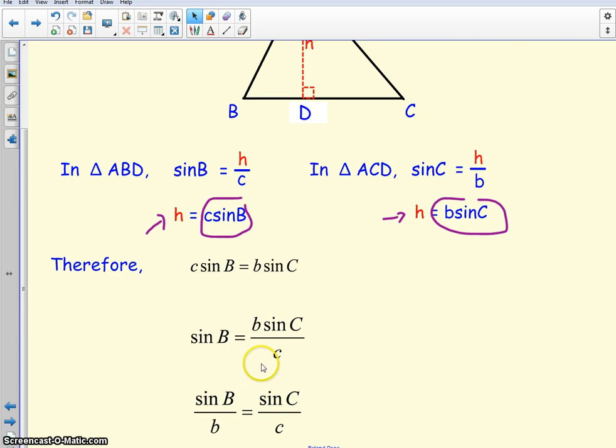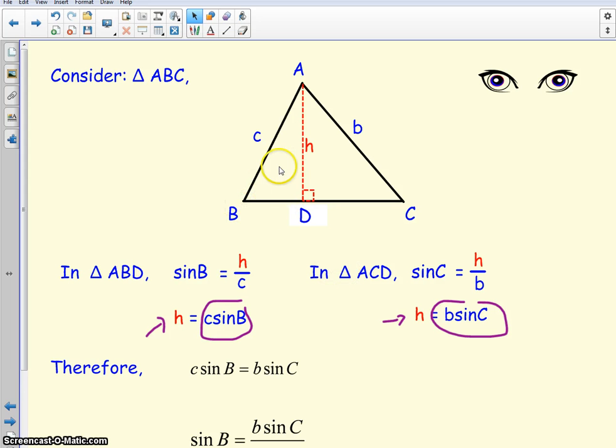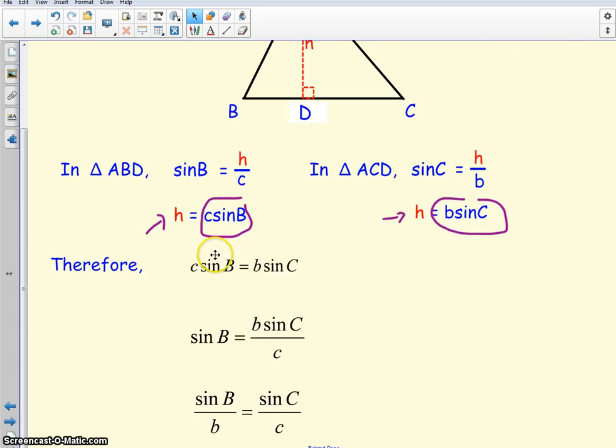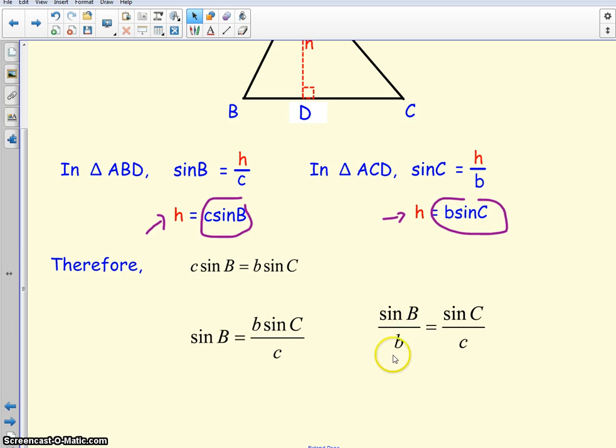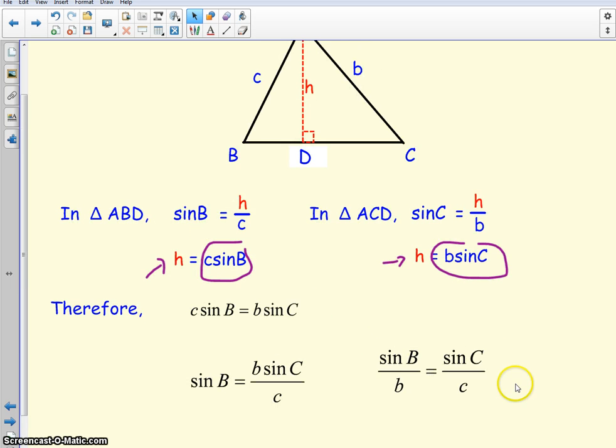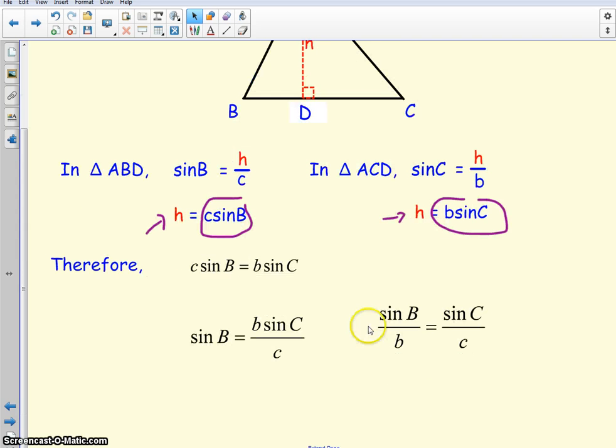Now, in theory, I could repeat this process, drop the height down here from B and do another expression. I could drop the height down from C and do another expression for angles A and B. I'm not going to do that. What this is essentially saying is that the ratio of the sine of an angle to the side across from it is the same for any angle-side pair. And this is what the sine law is. So we'll come back to that.